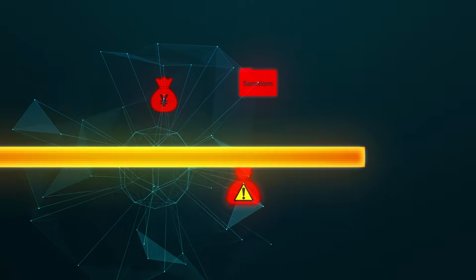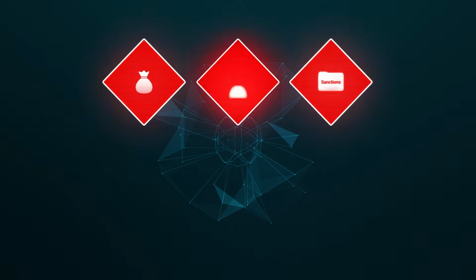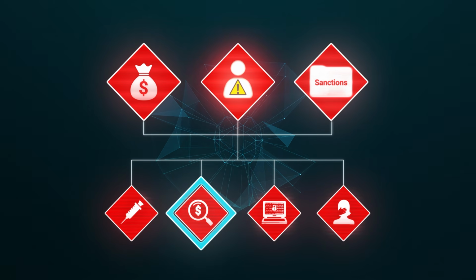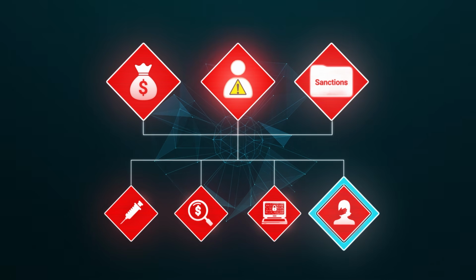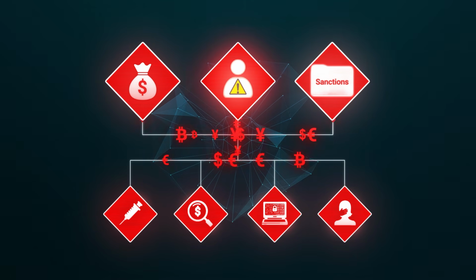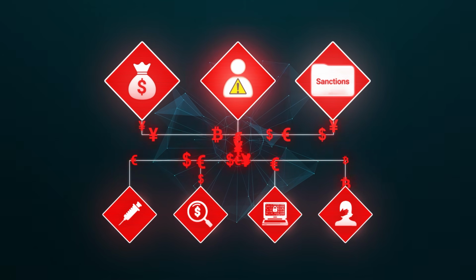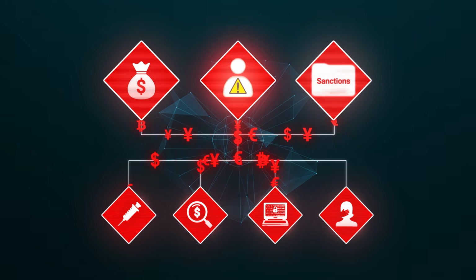This video clarifies the concept of reasonable grounds to suspect. Several illegal activities, including drug trafficking, tax evasion, corruption, fraud, smuggling, and human trafficking, are linked to money laundering, terrorist financing, and sanctions evasion. By tracking the flow of funds to identify unusual transactions, and by monitoring unusual client behavior, you will likely be the first to notice suspicious activity.